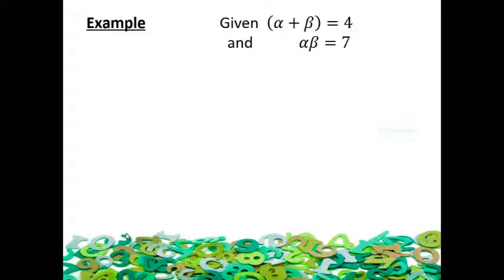Okay, we're going to have a go at a second example. Now this is one where you're given the value of the sum and you're given the value of the product. So alpha plus beta equals 4 and alpha beta equals 7. And what we're asked to do is find the value of 1 over alpha plus 1 over beta.